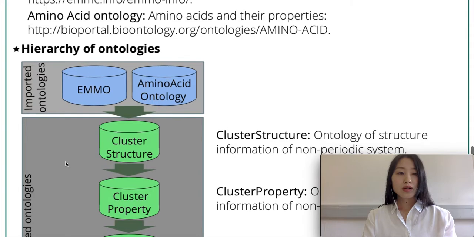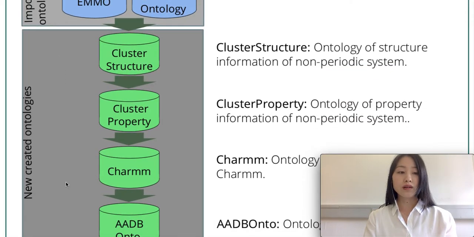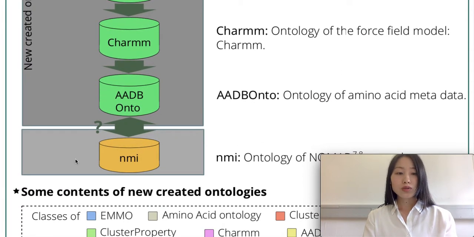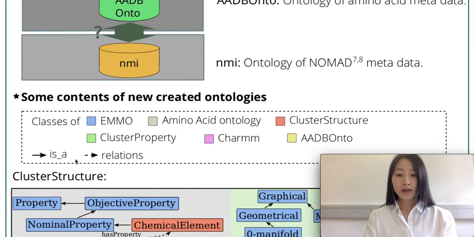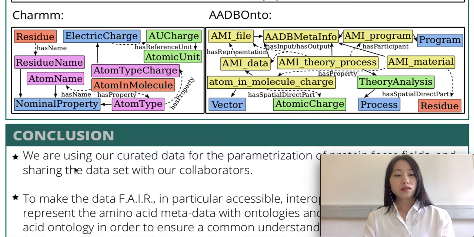And then we show the hierarchy of ontologies. Firstly, there are two imported ontologies, and then the green ones are newly created ontologies. In the future, we may consider connecting our ontologies with the NOMAD ontology. Then we show some contents of the newly created ontologies to give an overview of how these ontologies and the concepts are connected with each other. And finally, here is the conclusion.